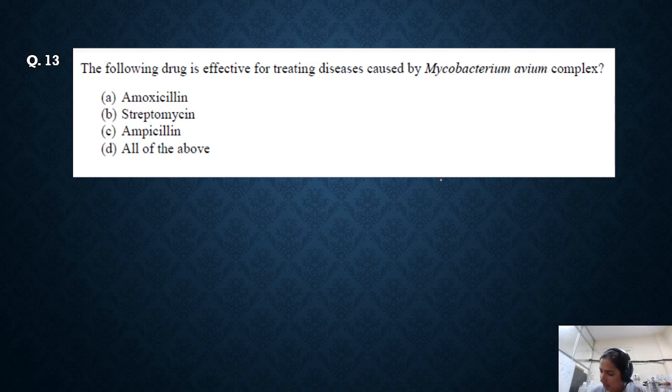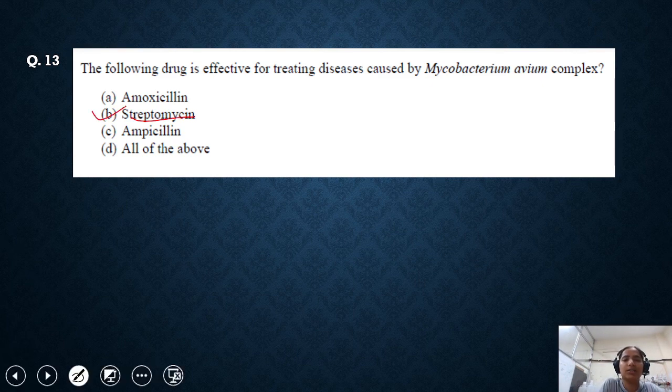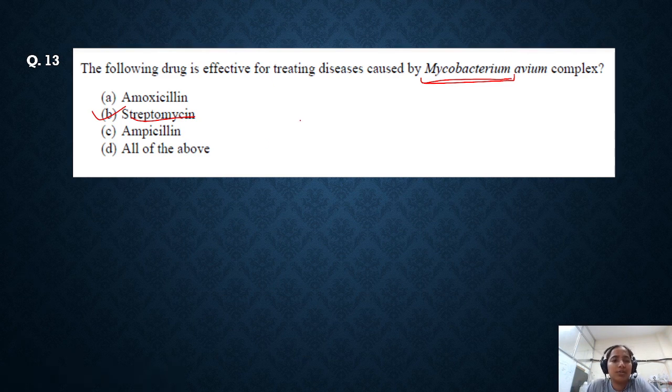Yeah, Satvika, correct. That is streptomycin, because this is the first antibiotic that is used for the diseases that occur due to Mycobacterium species. For TB also, this streptomycin is the first antibiotic that is used. So for this question, answer is B.